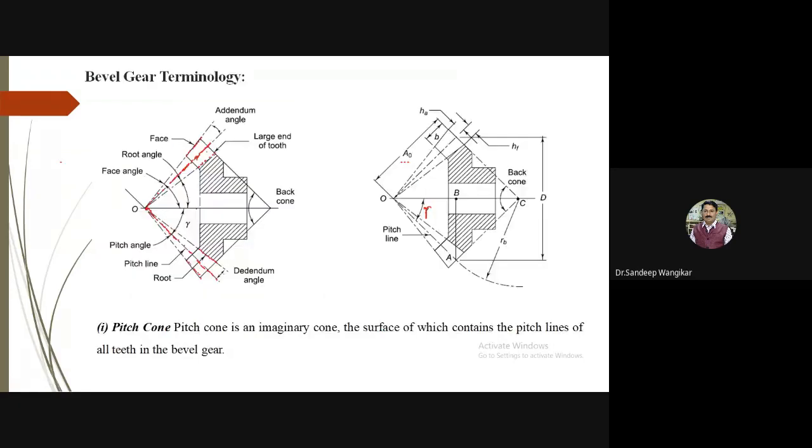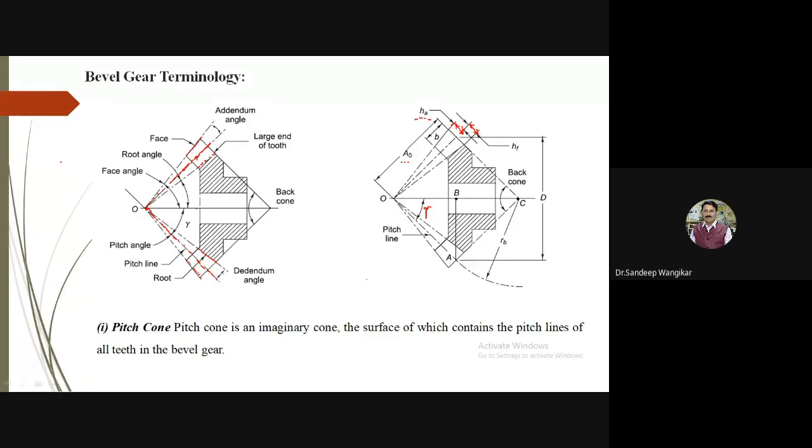Then you can see in this another diagram, HA stands for the addendum and HF stands for the dedendum. Again, we will discuss in detail. So here you can see in the diagram, HA stands for the addendum. This is the distance shown, and HF stands for the dedendum. You can see the distance. So this is the dedendum, and this distance is called the addendum.